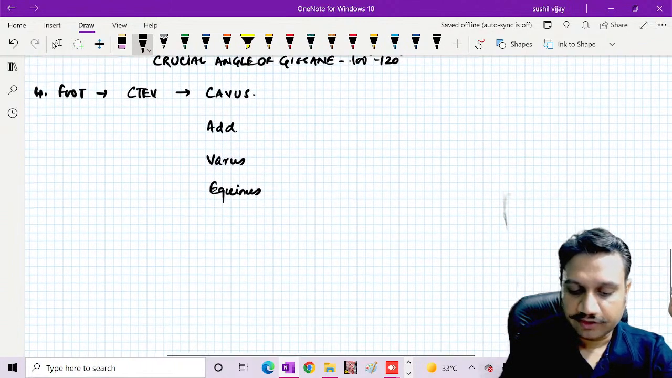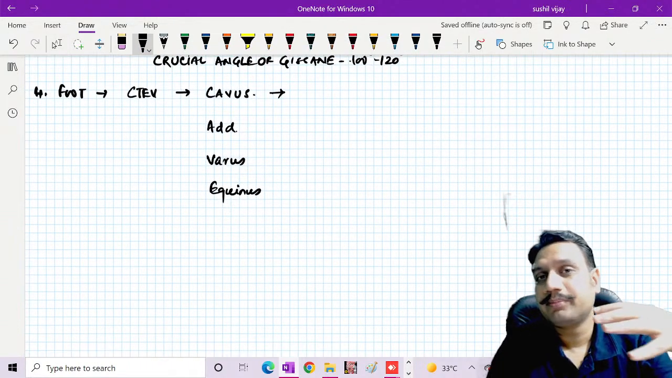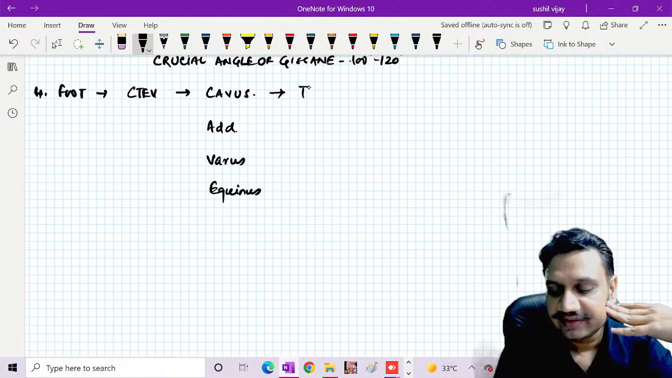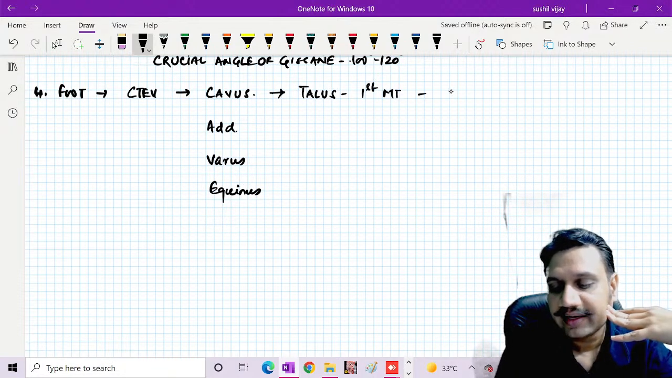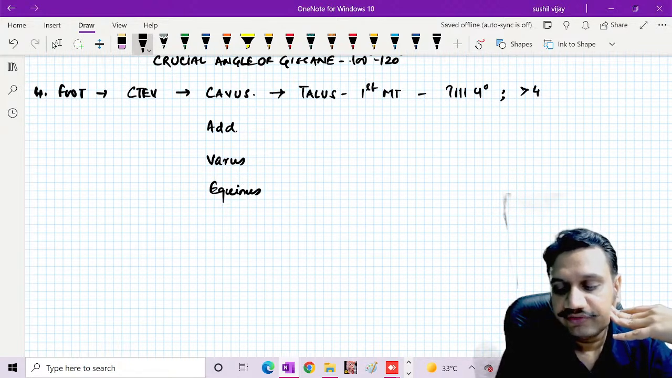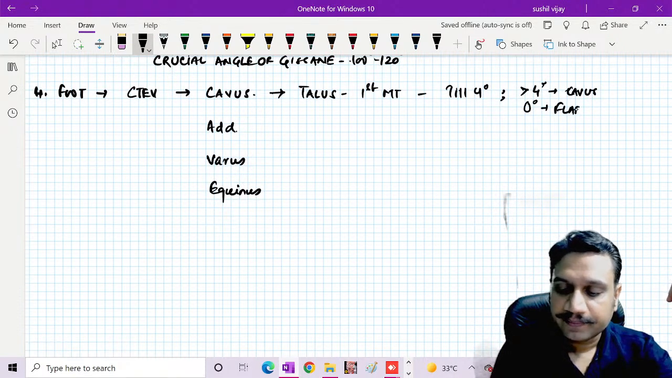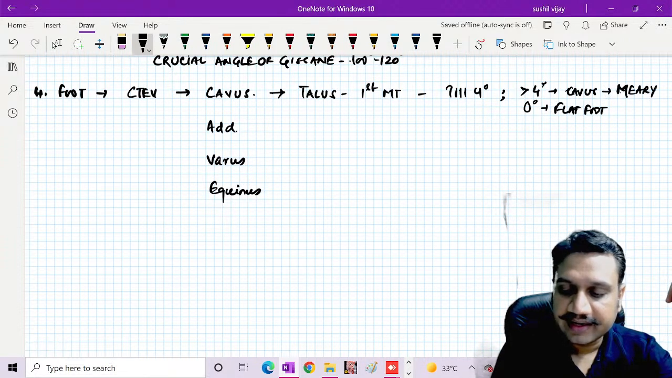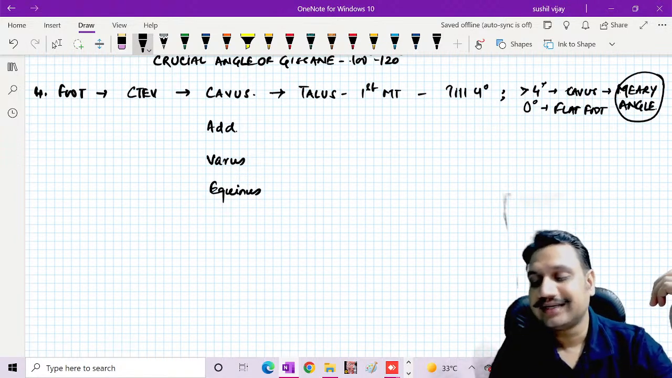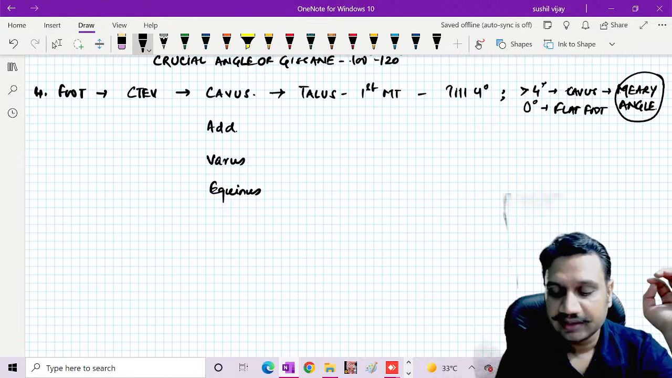When you talk about the cavus deformity, cavus is something which is made due to a high arch. So cavus is seen between the talus and the first metatarsal. How much is the normal angle? Up to 4 degrees we say it is alright. If it is going more than 4 degrees, we label it as a case of cavus. And if it is a flat foot, it will go down to 0 degrees. That's what you call a flat foot. So cavus is basically the Meary angle. That is the fancy name for this. The talus first metatarsal angle is known as the Meary angle.